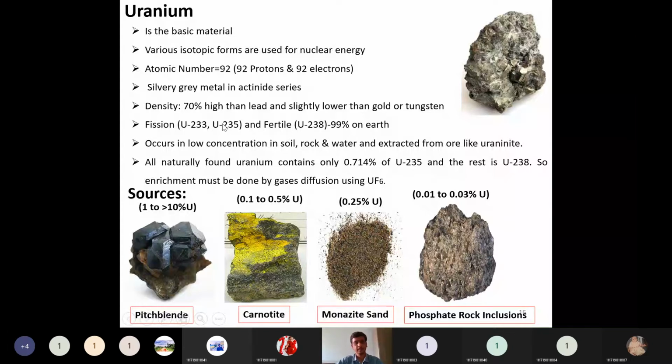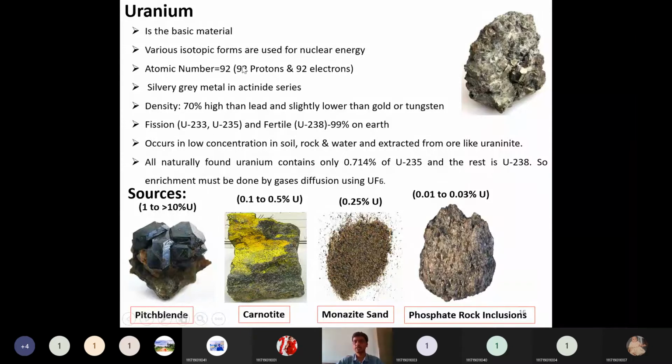Okay, if you see, there is a very small fraction of fission fuel available on Earth. Much of the uranium is available as a fertile fuel. Nearly 99% of the metal we find on this Earth is fertile fuel only. Only a very minute amount of fissionable fuel is available on our Earth.